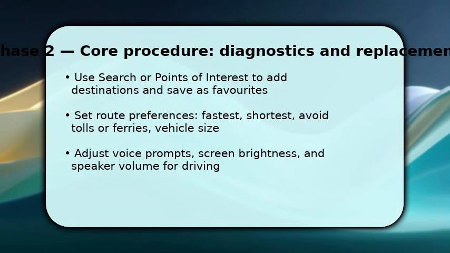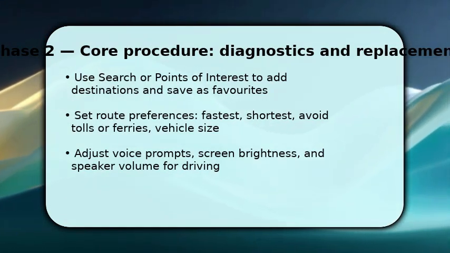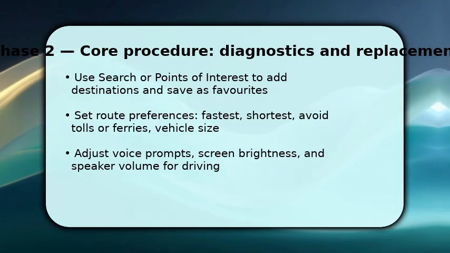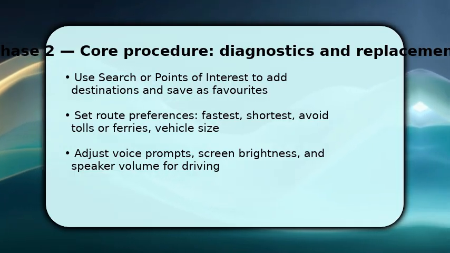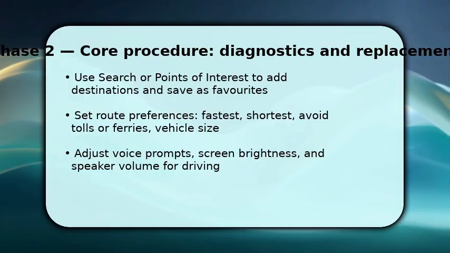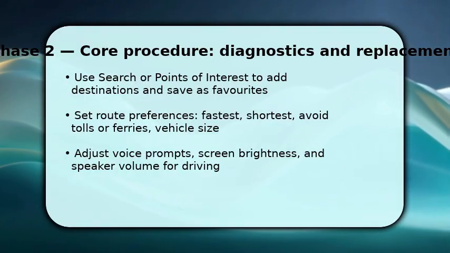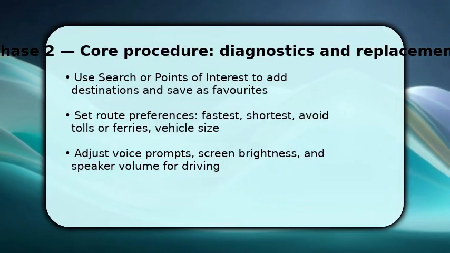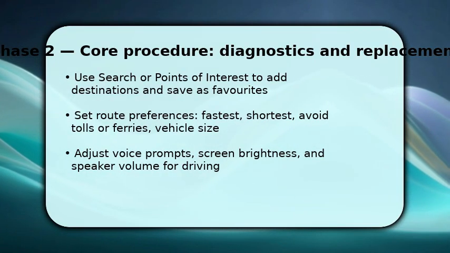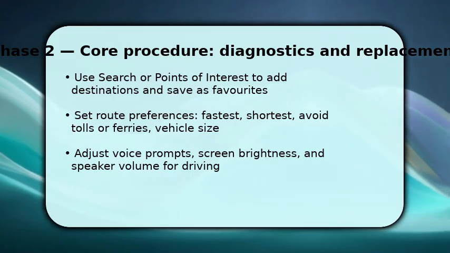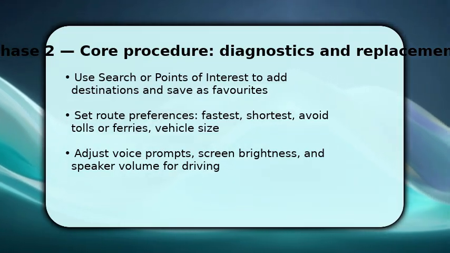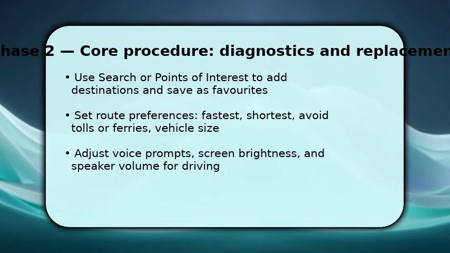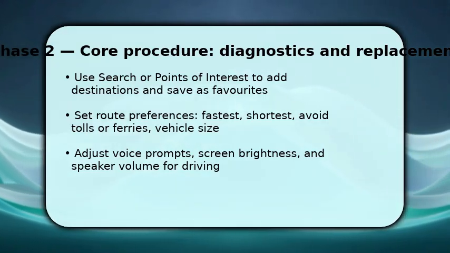Now enter your route and refine how Navman guides you. Type or speak the destination, then preview the route and save frequent stops as favorites for one-tap access. Once a route appears, choose Preferences: fastest versus shortest, avoid tolls or ferries, and set vehicle dimensions if required for accurate routing. Next, customize voice prompts, screen brightness, and speaker volume so instructions are audible without distraction. These choices change behavior immediately, so test a short drive.